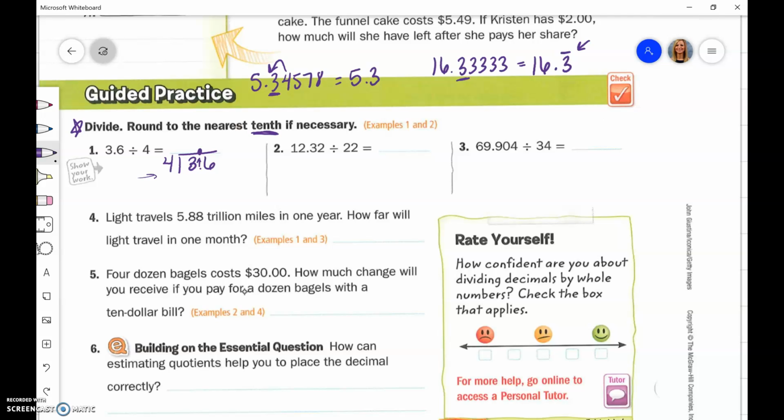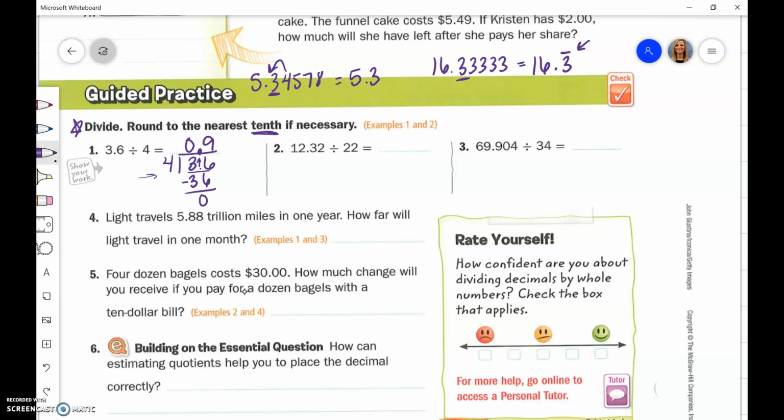So if I have 3, can I make a group of 4? No. I'm going to put my 0 there, right above that 3. This is where you have to make sure you're really nice and neat on your math, okay, when you're working through problems. Now I look at 36. If I have 36, how many groups of 4 can I make? Well, I know that I can make 9 because 9 times 4 is 36, and I have nothing left over. So I'm done. My answer is 0 and 9/10. Did I have to round? Nope. That one was easy, okay?